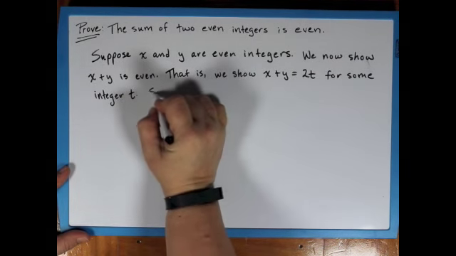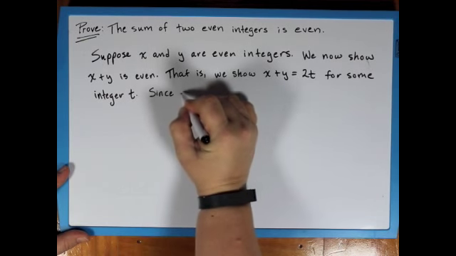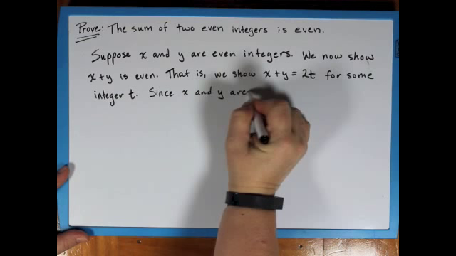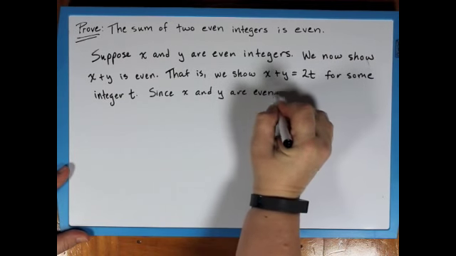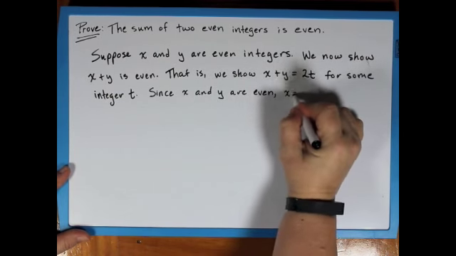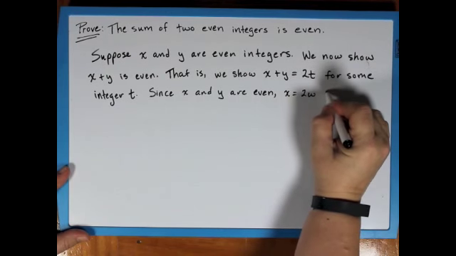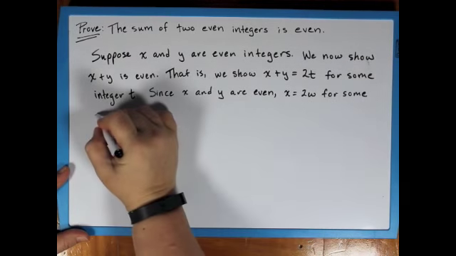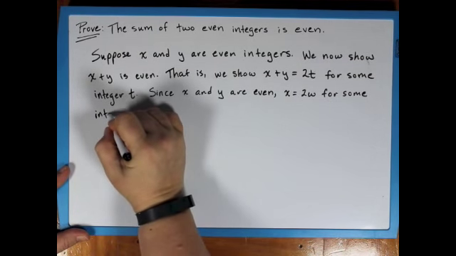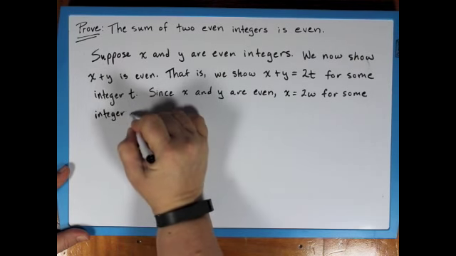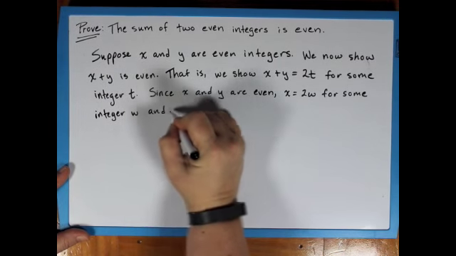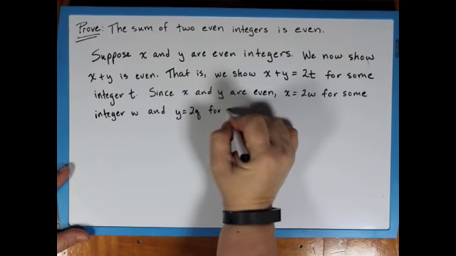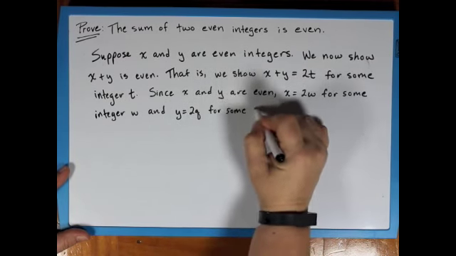Well, I know x and y are even. So, since x and y are even, x will equal some 2w for some integer w. And y will equal 2q for some integer q.